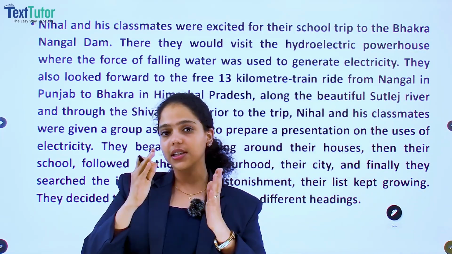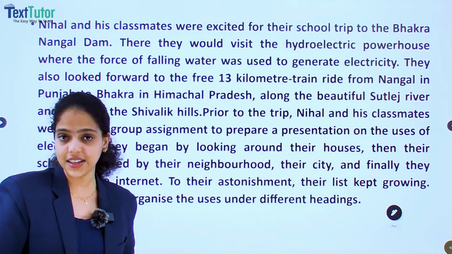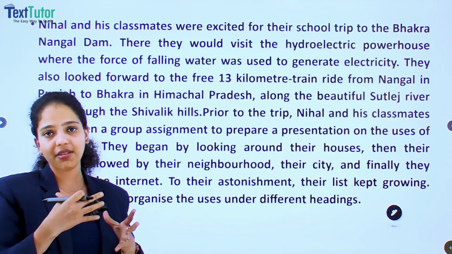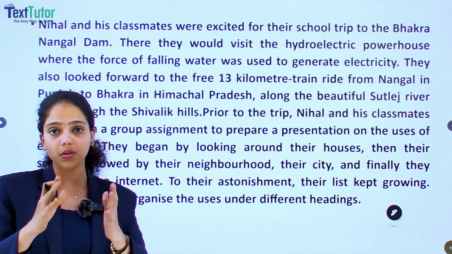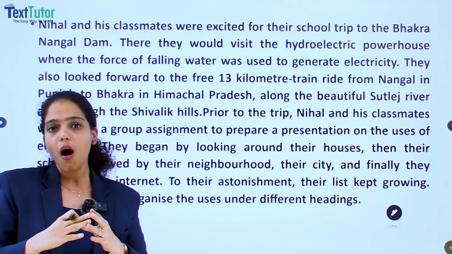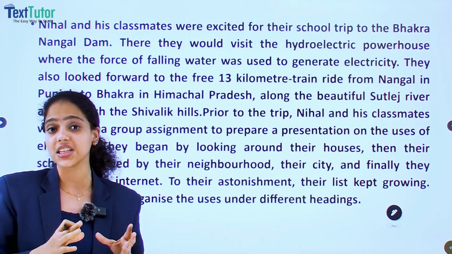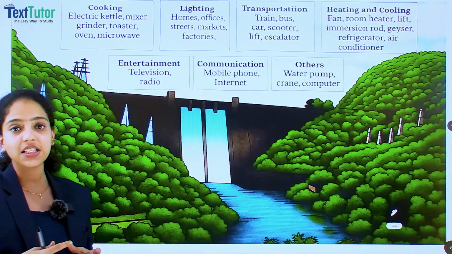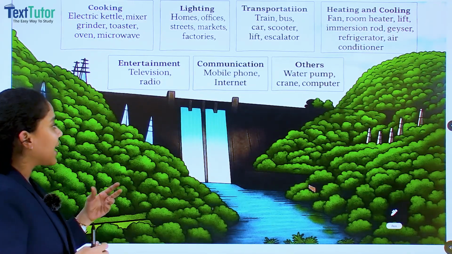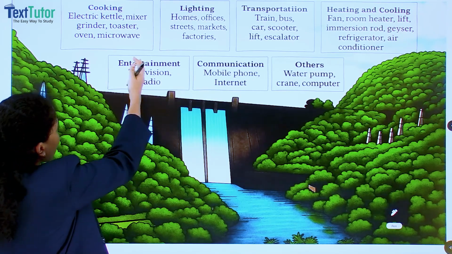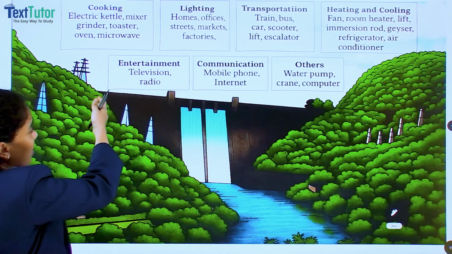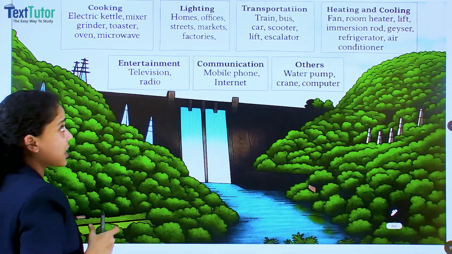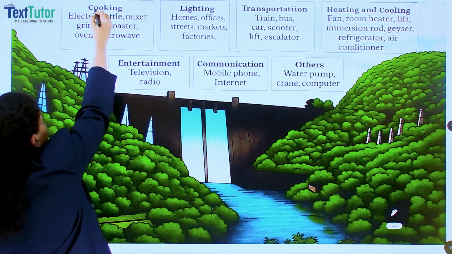They then organized these uses of electricity. There are lots of uses, so rather than simply covering all the uses, they decided to organize them under separate headings. So are you able to find various uses of electricity? Here we can see how they categorized them and gave headings to the different uses of electricity. So here we can see cooking.